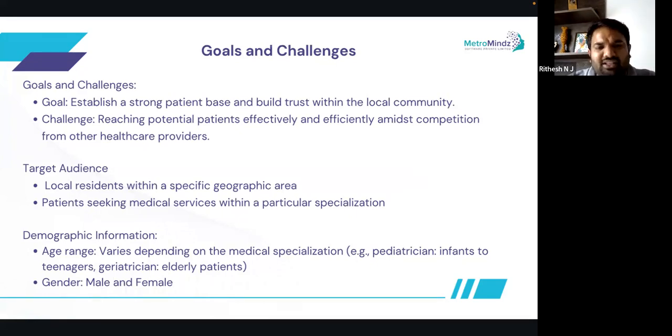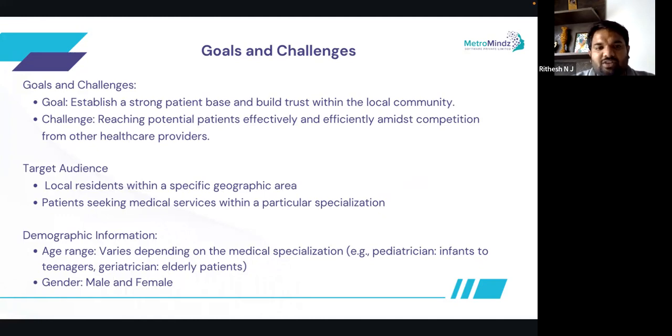The next main thing is the target audience, as I've always mentioned. First is our local audience, the local community within our area. That should be our primary goal. Next, we have to target the particular specialization for which people are seeking medical services.